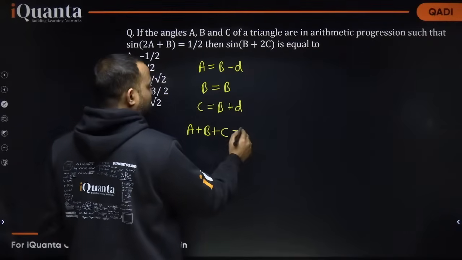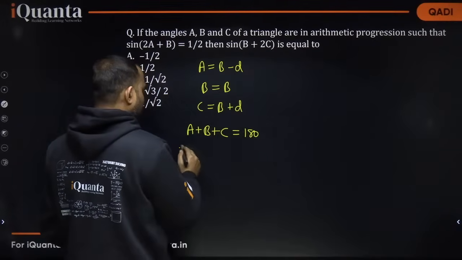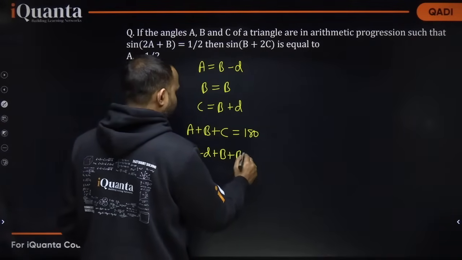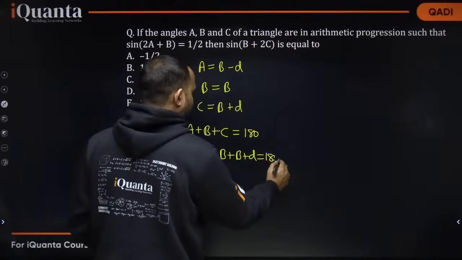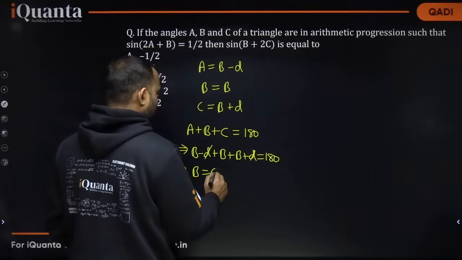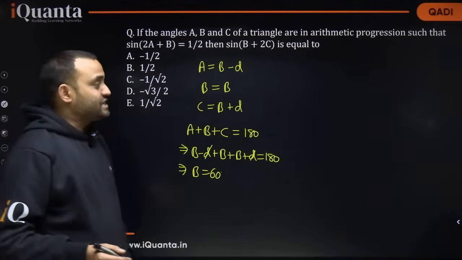So A plus B plus C is 180 degrees, or B minus D plus B plus B plus D is equal to 180 degrees. D is cancelled out. Then B is equal to 60 degrees.